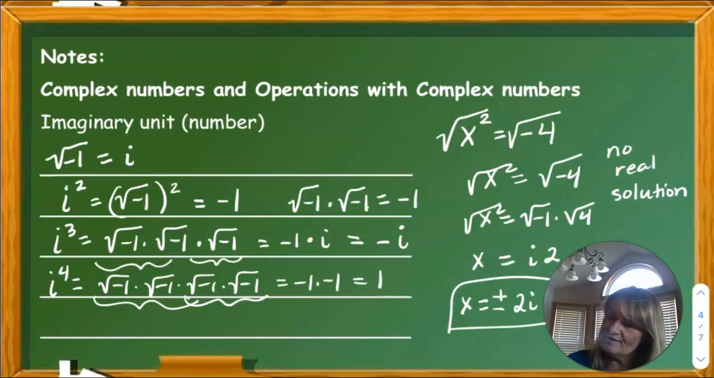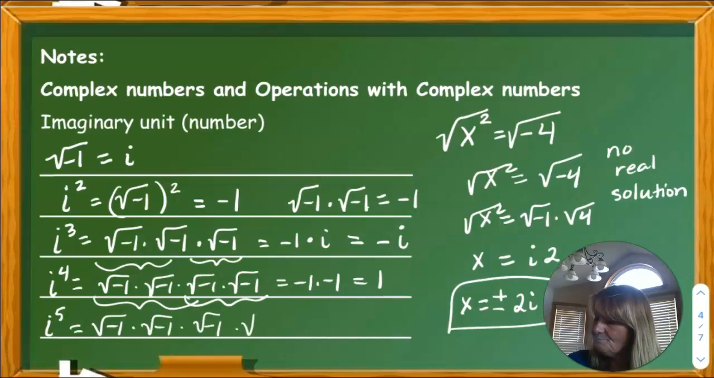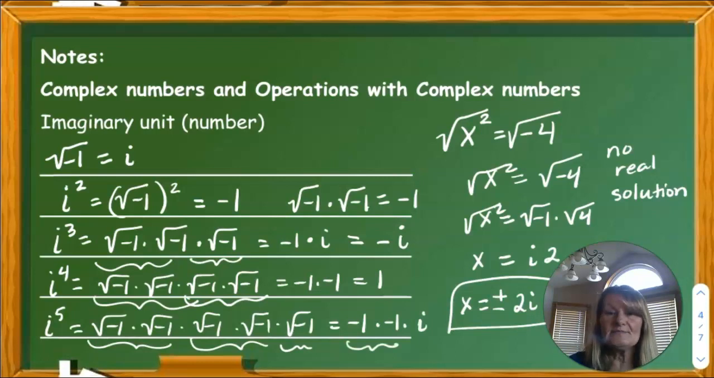Now here's a cool thing that happens though. When I go up to i to the 5th, and I have 5 of these written out, again, 2 of them is a -1, and 2 more is a -1. Let's just keep going with what I got. We got a 1, and then I've got 1 more, which is an i. So I really have -1 times -1, which is 1, times i, which is just i. And I'm actually back up to the beginning.